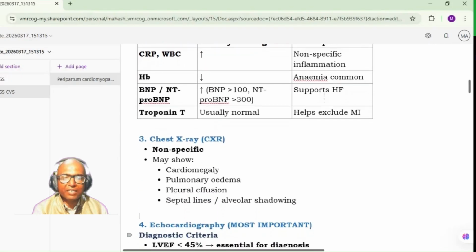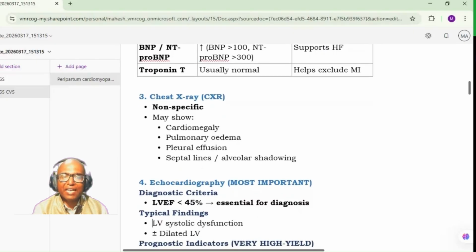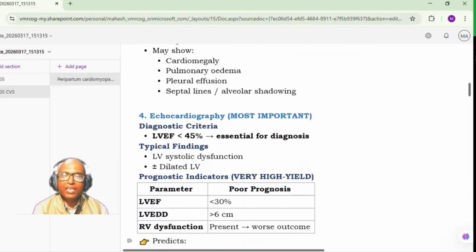Findings will be non-specific. It may show cardiomegaly, pulmonary edema, pleural effusion. There will be septal lines, alveolar shadowing, etc. Echocardiography is the most important thing. Typically, you will get left ventricular ejection fraction less than 45%. That is essential for the diagnosis.